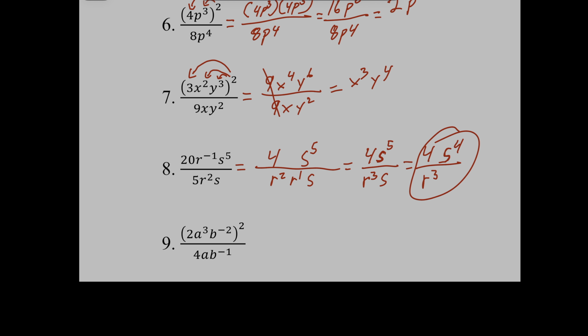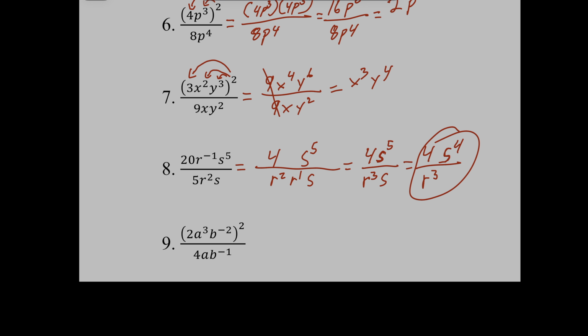Let's square everybody. Let's square him. Let's square him. Let's square him. 2 squared is 4. A cubed squared is a to the 6 because you multiply. B to the negative 2 times 2 is going to be b to the negative 4, all over 4ab to the negative 1.